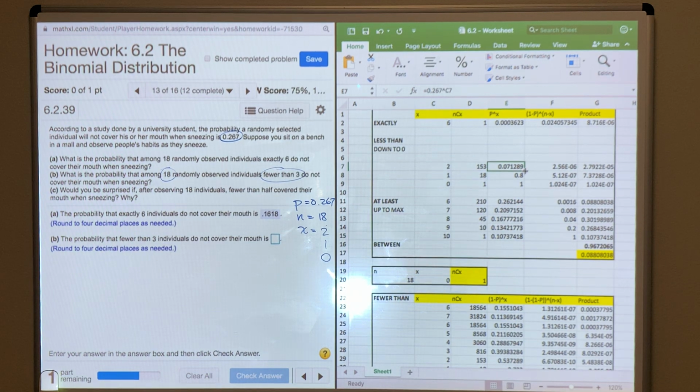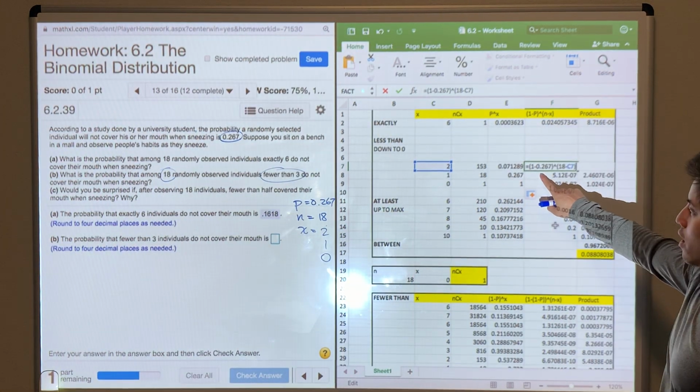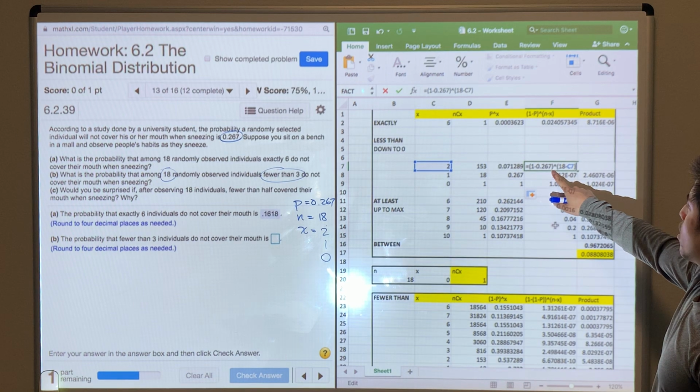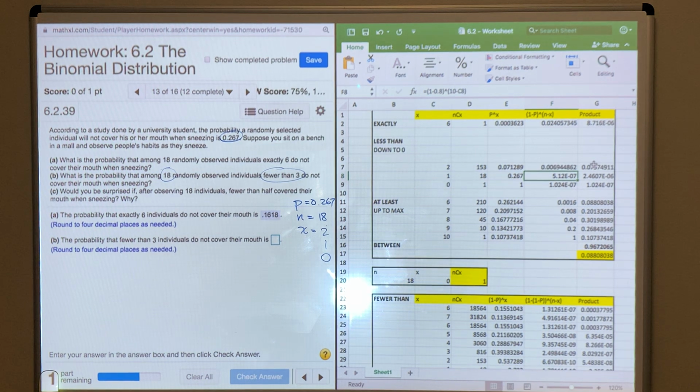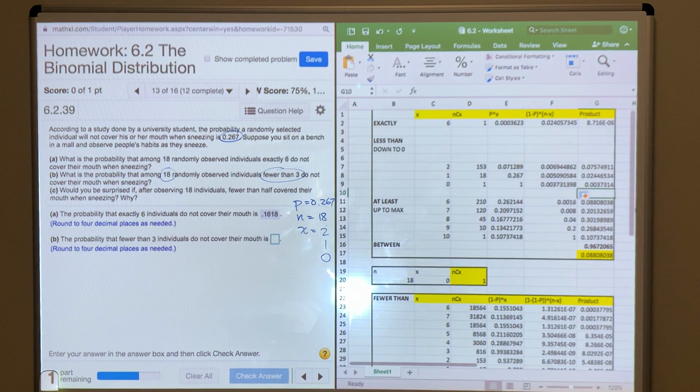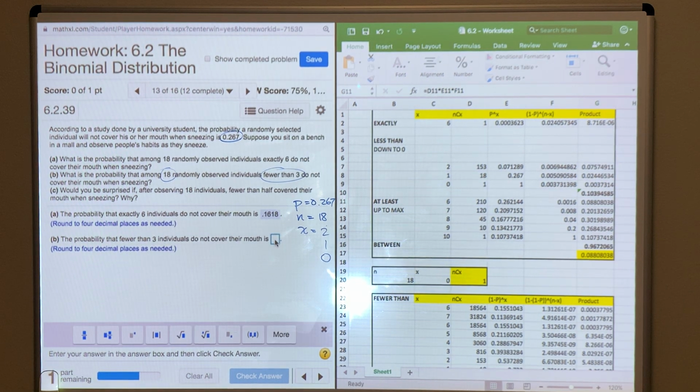And I'm going to drag that down so I don't have to retype anything. Then I'm going to come over here. 1 minus my probability of 0.267 to the power of my n, which is 18, minus my x. Notice what I did there. So 1 minus, just like we've been doing, my probability of 0.267 to the power of my n, 18, minus that x value, and that's it. And so that will calculate my probability, and I need to drag this down so I can save some time. And there are my 3 probabilities. What do I need to do with those? Add them together. So the sum of those, that's my answer, and I need to round that to 4 decimal places.